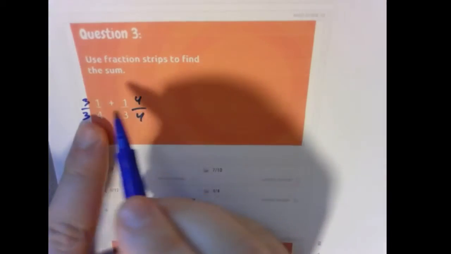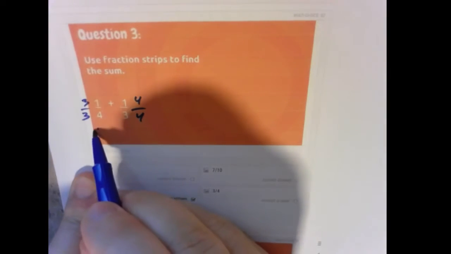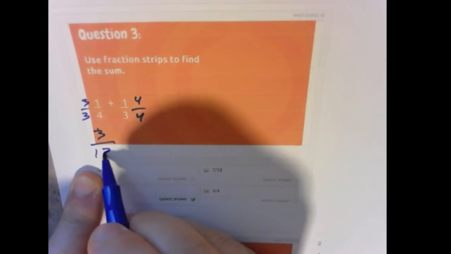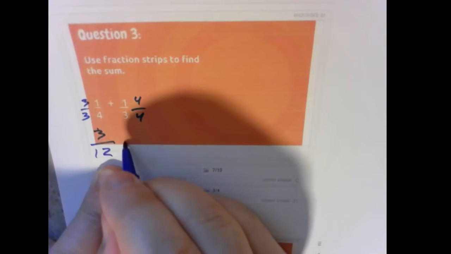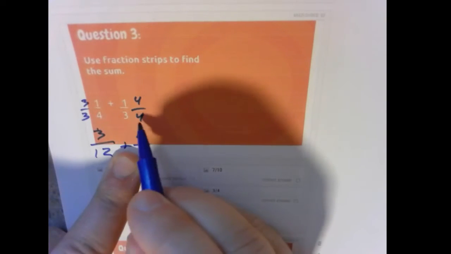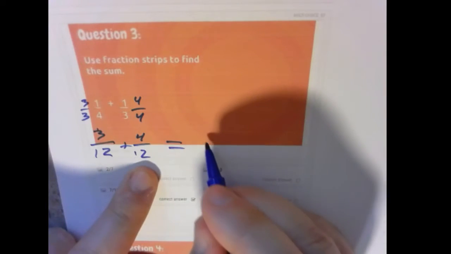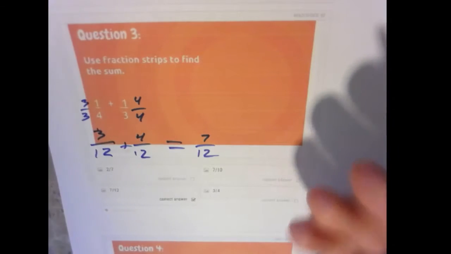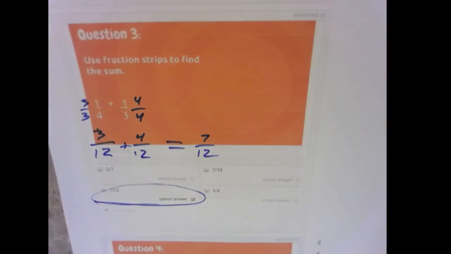So what does that give us? We get 3 times 1 is 3 over 3 times 4 is 12, plus 1 times 4 is 4, and 3 times 4 is 12. So add those together, we get 7 over 12. 7 over 12 is our answer.